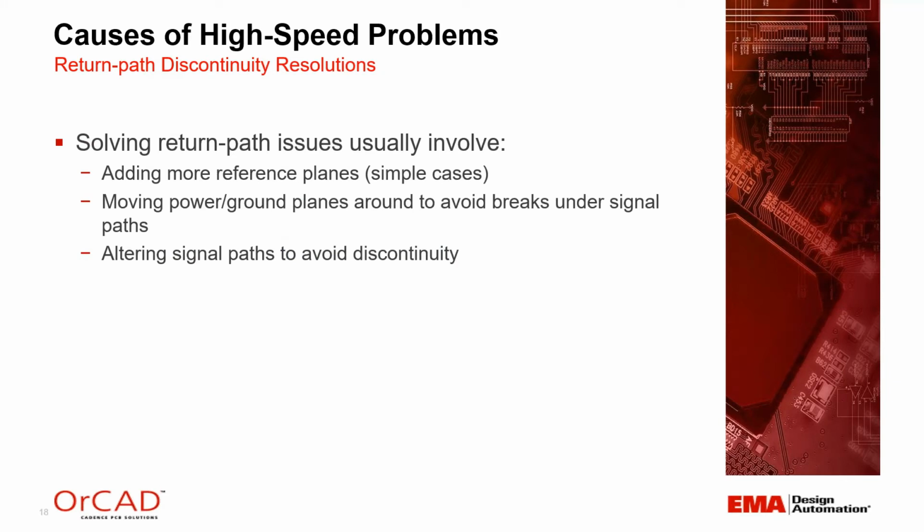So solving return path issues usually involves adding more reference planes in the simplest of cases. You can try to put in a reference plane on the other side of your split planes or something. Ideally, you want to try to move the power and ground planes around to avoid breaks under the signal paths. You want as continuous a return path as you do a source path. So that's usually what you're trying to resolve in return path discontinuities.